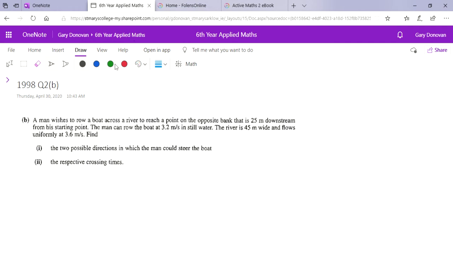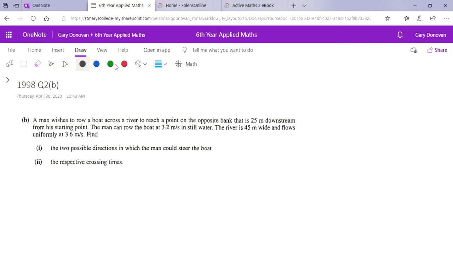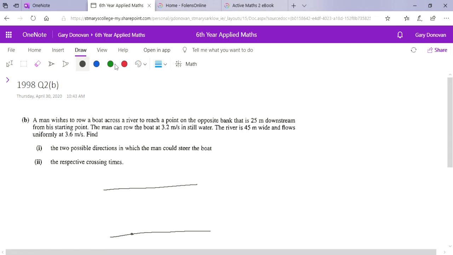So in this video I'm going to have a look at the Leaving Cert Applied Maths 1998 question 2b. So we have a man who wants to row a boat across a river to reach a point on the opposite bank that is 25 meters downstream from his starting point. So let's say this is the river and the man is here and he wants to end up, let's say that's directly across from him, he wants to end up 25 meters downstream.